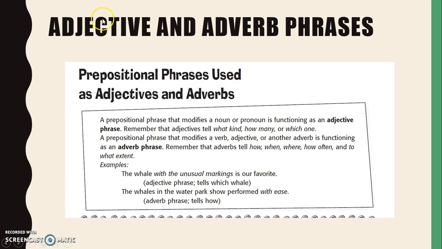All right, adjective and adverb phrases. You don't have to write any of this in your notes. You're just listening to my voice right now. Prepositional phrases are used as adjectives and adverbs. If you just read through this with me, a prepositional phrase that modifies a noun or a pronoun is functioning as an adjective phrase. Remember that adjectives tell what kind, how many, or which one. A prepositional phrase that modifies a verb, adjective, or another adverb is functioning as an adverb phrase. Remember, adverbs tell how, when, where, how often, and to what extent. The best piece of advice I can give you is once you find your prepositional phrase, figure out what word it is modifying, and that's going to help you figure out where it goes as you diagram it.